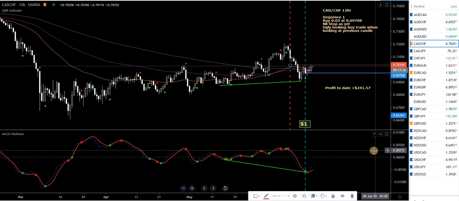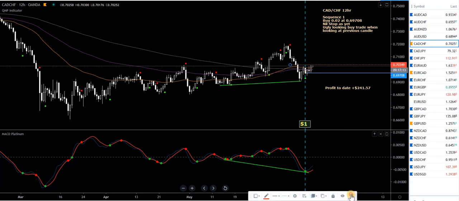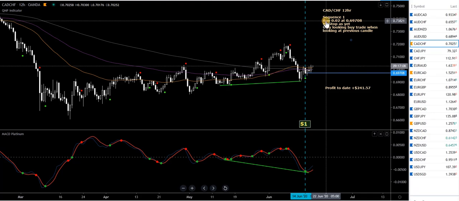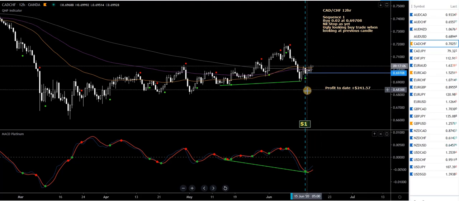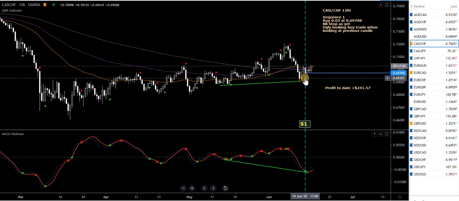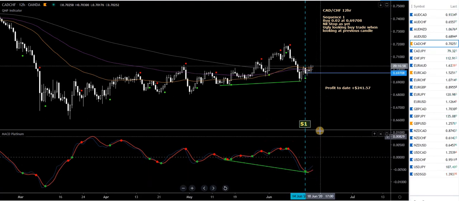I'm just going to delete that and get rid of that stop level. So now all I've got is one buy. S1 basically just means sequence one. You'll see on some pairs I've got multiple sequences, and so it's a buy in here, and it's going up the right way at the moment. The MACD Platinum's below the zero level.